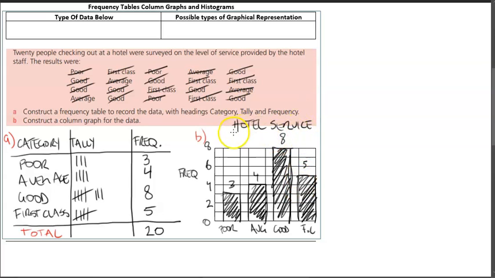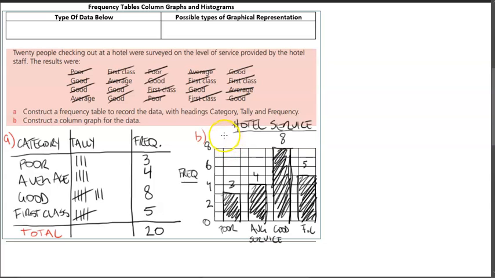Just ensure that you've always got your title. We want to know what the context is. We want to know the different types of services. So here on the bottom would be service with the following 4 categories. Obviously, the more categories there are, the longer the actual column graph will be. And then the frequency will always be on the left hand side with the relevant label.